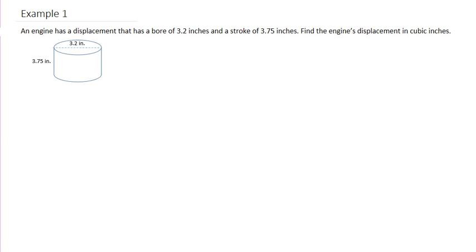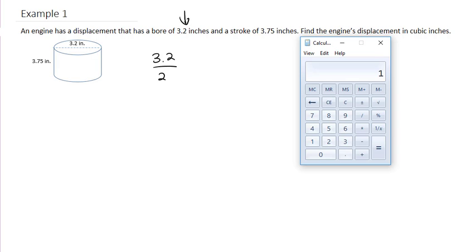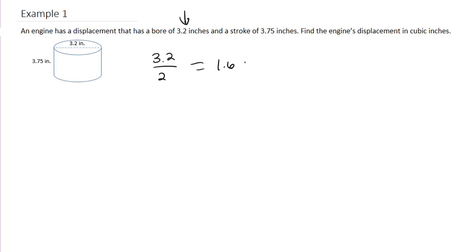Example 1. An engine has a displacement that has a bore of 3.2 inches and a stroke of 3.75 inches. Find the engine's displacement in cubic inches. So how we find this is we have a bore, which is the diameter. So we'll need to go 3.2 divided by 2 in order to find the radius. So that's 1.6. So that's our radius. And then we have a stroke of 3.75, which is our height.